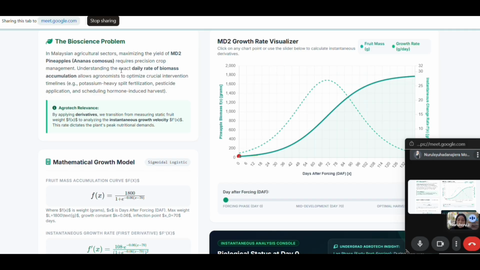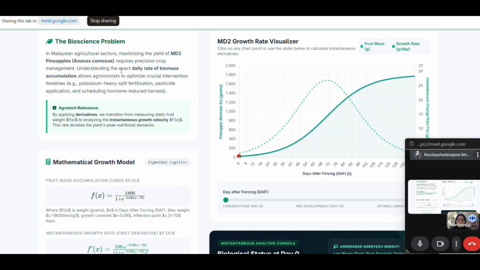Therefore, we need a mathematical model, especially using calculus derivatives, to calculate the instantaneous growth rate of the pineapple. So, why is it important to study these problems? First, optimal harvest time. By knowing the growth patterns, farmers can plan the perfect harvest day, which is usually around day 114. This ensures the best fruit quality and sweetness.